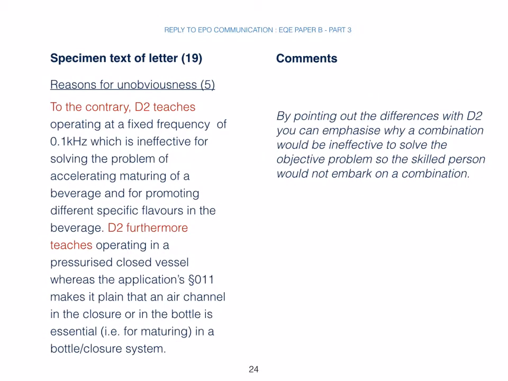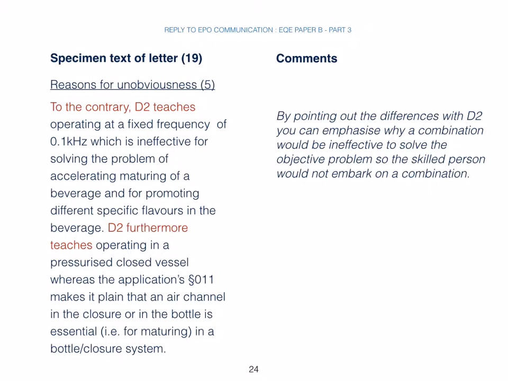We continue. To the contrary, D2 teaches operating at a fixed frequency of 0.1 kilohertz, which is ineffective for solving the problem of accelerating maturing of a beverage and for promoting specific flavors in the beverage. I could have quoted a basis for that. D2, furthermore, teaches operating in a pressurized closed vessel, whereas the application, paragraph 11, makes it plain that an air channel in the closure or in the bottle is essential for maturing of the liquid in a bottle closure system.